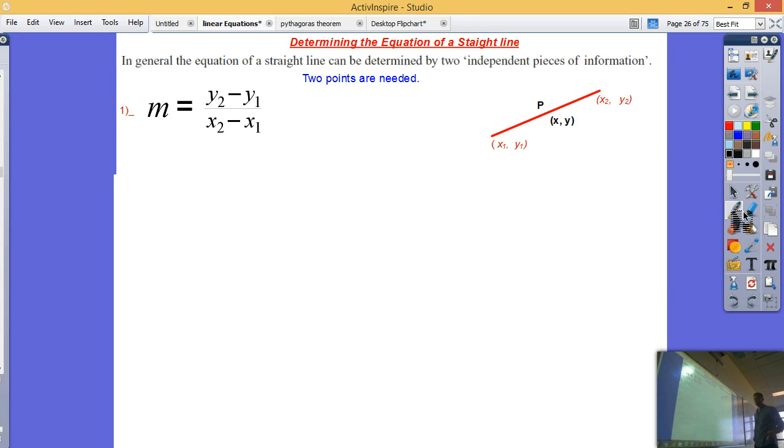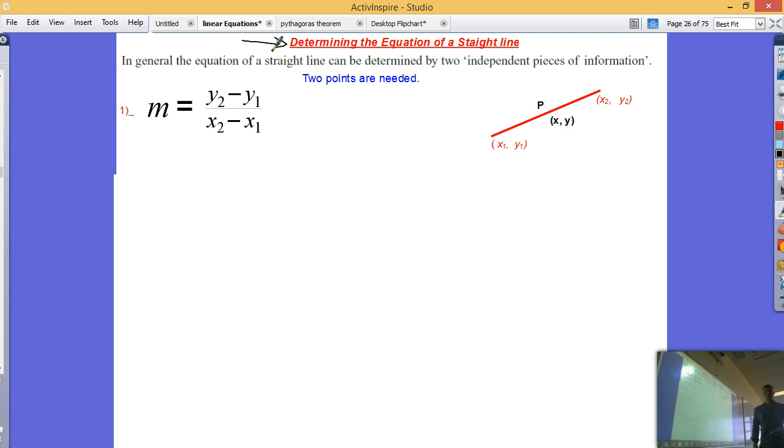Okay, now finally we're going to put our understanding of the gradient and the y-intercept together and come up with a very useful and important rule or formula that we're going to use. And this formula is going to be a rule to determine the equation of a straight line.